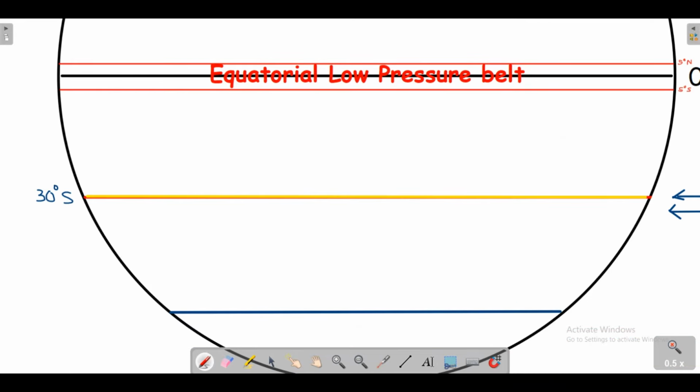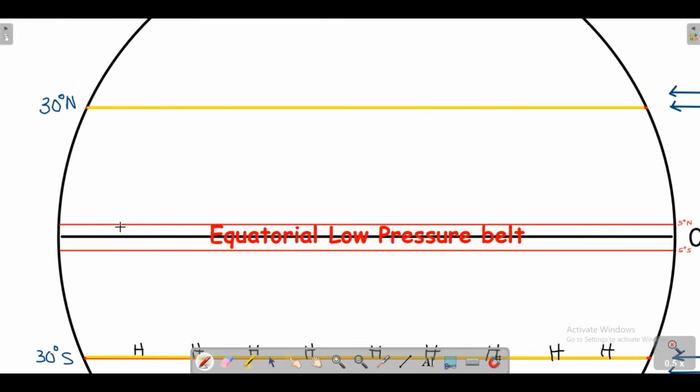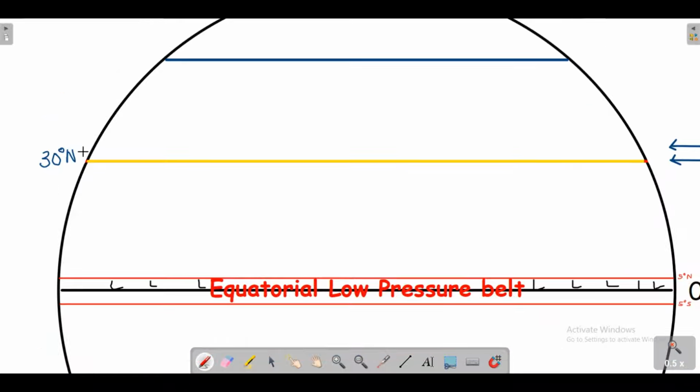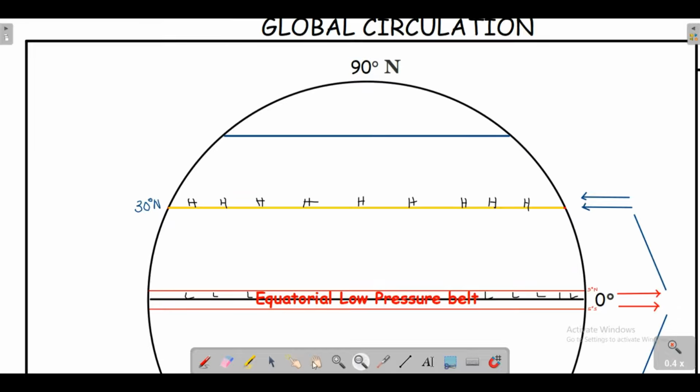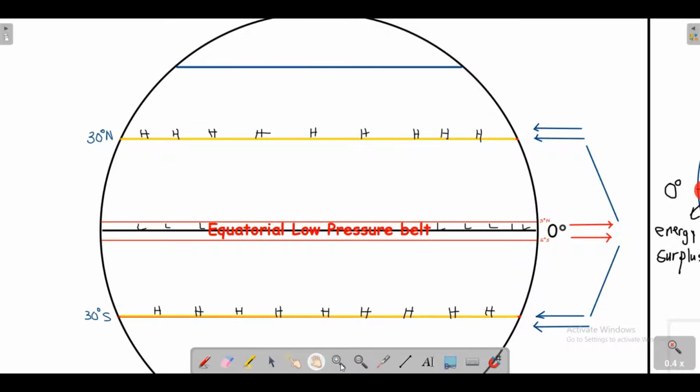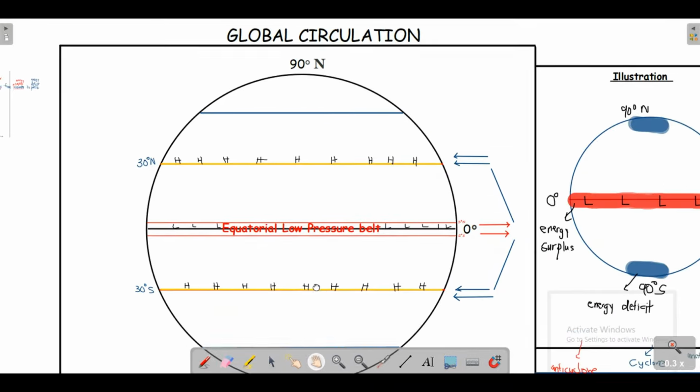So there's an area of high pressure at 30 degrees. We have low pressure between 0 and 5, and high pressure over there at 30 due to that cold, dense air. So we see an area of high pressure at 30 degrees and an area of low pressure at 0 to 5 degrees. Now, this zone of high pressure at 30 degrees has a name. It's a pressure belt. So a pressure belt is formed there.